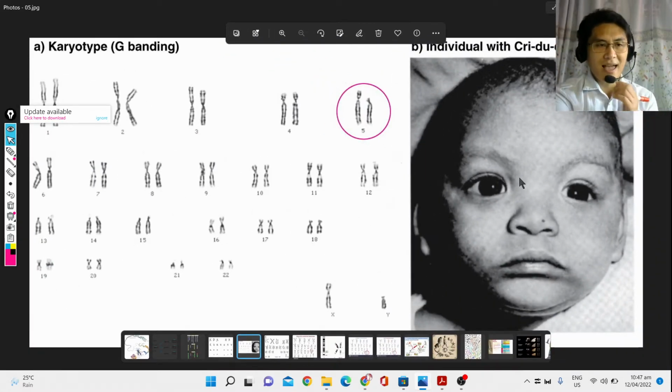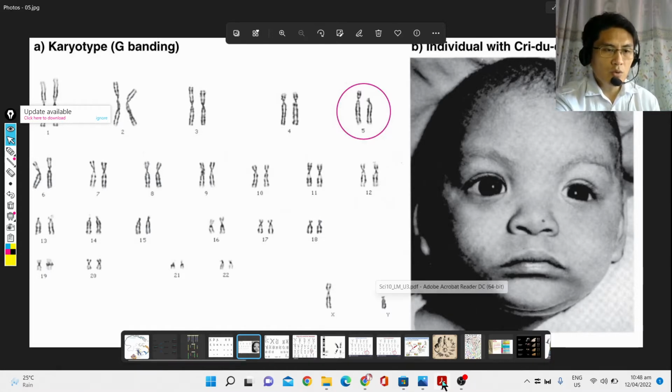Okay, so it's like a cat crying. So, cry of the cat. And if you notice, the problem here is chromosome number 5, and I hope you can see that one of the homologous pair is shorter. So there's actually some part of chromosome 5 that is deleted. That's why these people have the syndrome Cri-du-Chat, right?